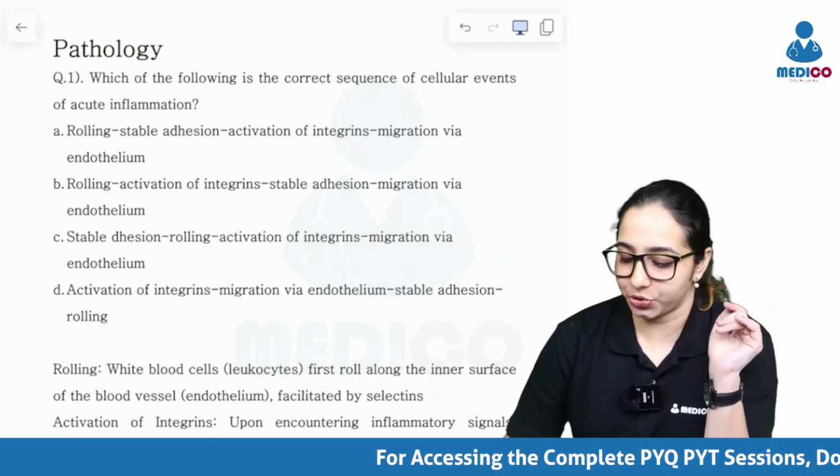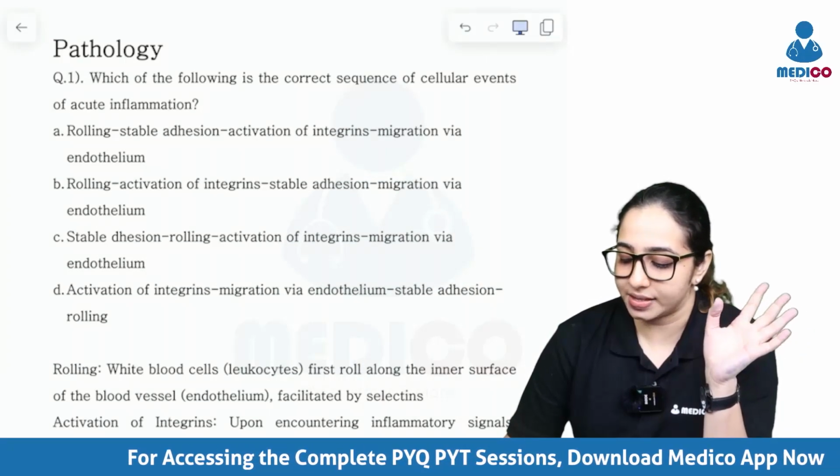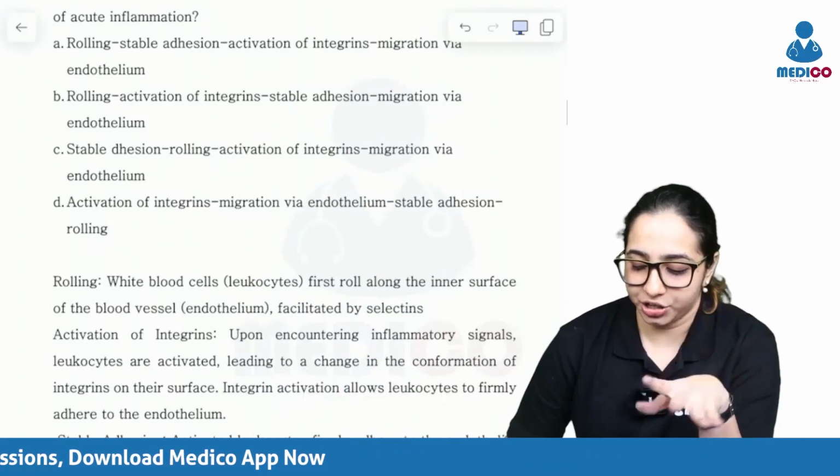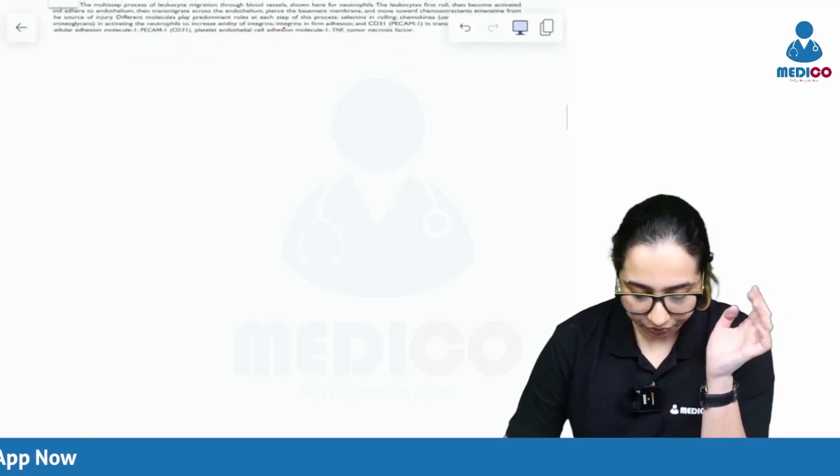So moving on, first question. Which of the following is the correct sequence of cellular events of acute inflammation? As you can see, you have 4 options.